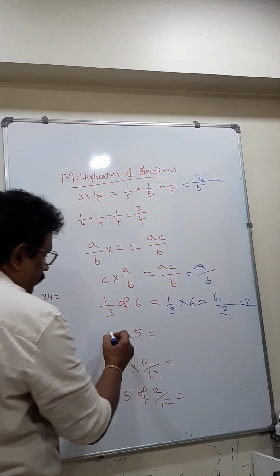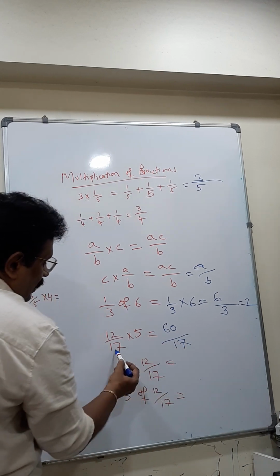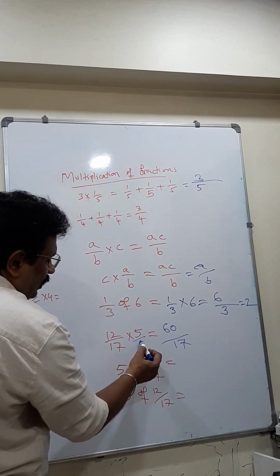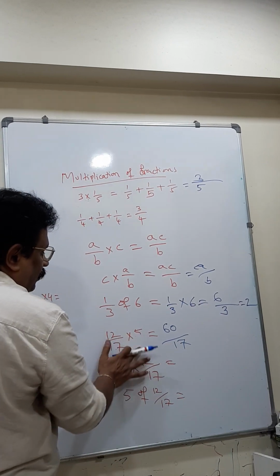Now 12 by 17 into 5. What will be the answer? 12 5s are 60 upon 17. Here there is nothing, so you can treat it as 1. 17 ones are 17. Okay, but generally you don't write like that.